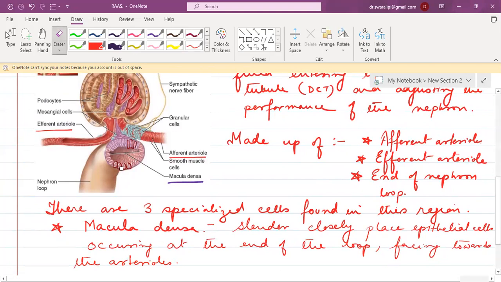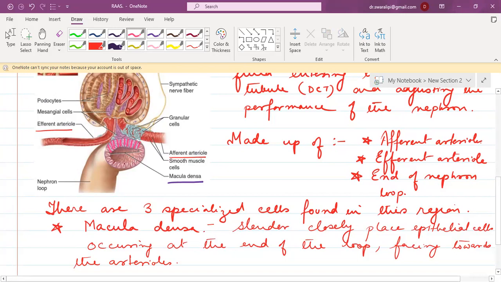Now, what is the function of this macula densa? When the tubular fluid is passing through this portion of the tubule, the macula densa cells, like these ones which I'm marking now, they can sense the composition of the fluid.